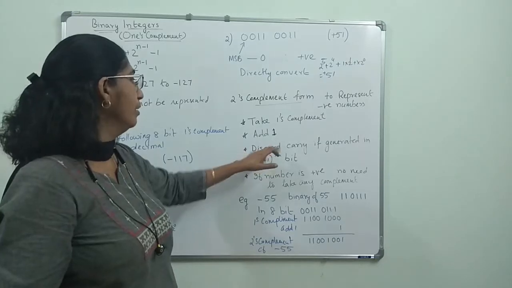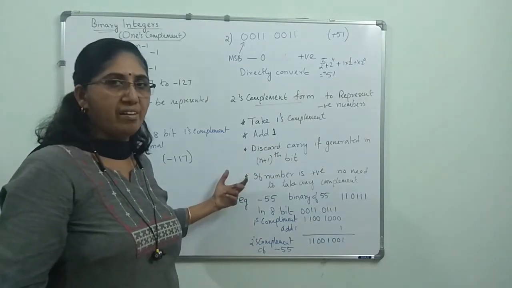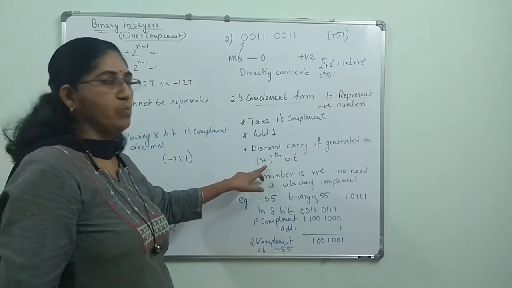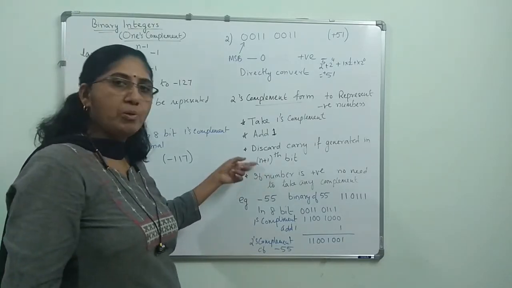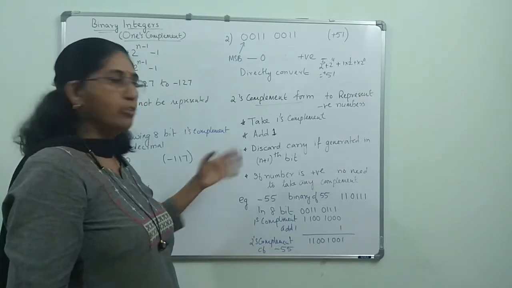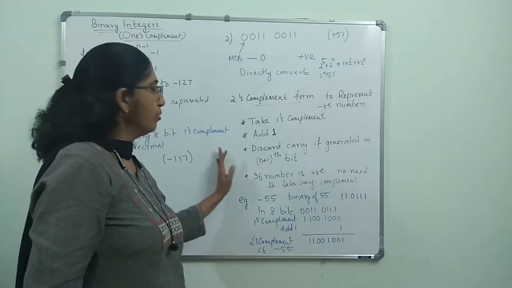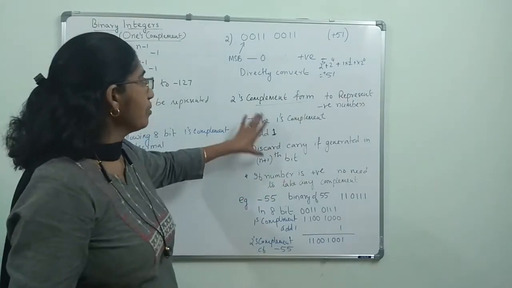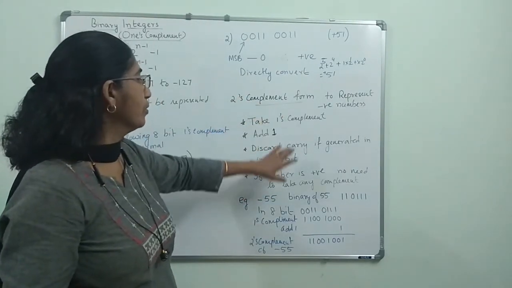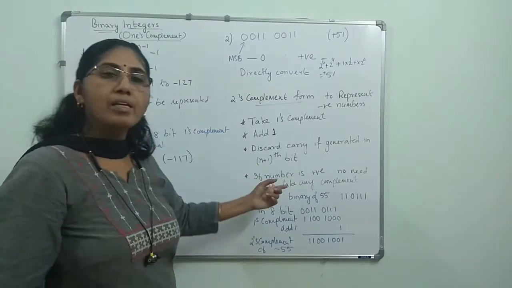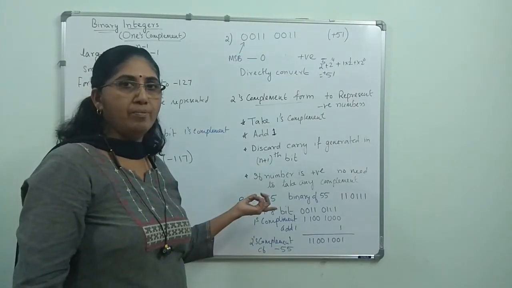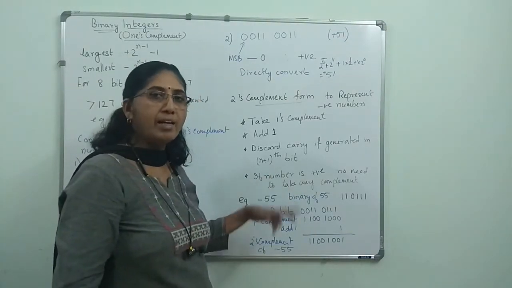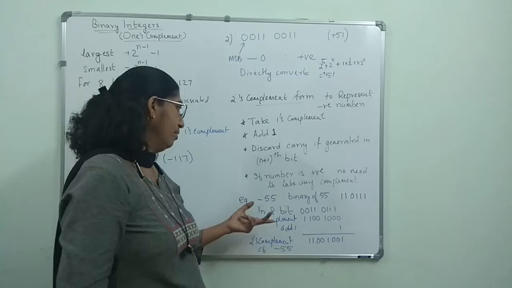When you add 1, suppose a carry is generated which goes to bit n plus 1. We have only n bits. You need not consider that carry. You should take only what is given in the n bits. So this is how you change a number to the 2's complement form. Suppose you are given a positive number. Then you need not take any complement. You can directly write down the binary form of that.